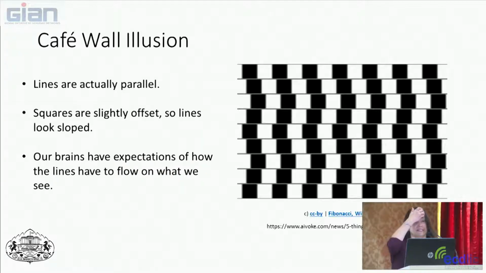Okay, I think this is actually the last one. The lines here are actually parallel, but they don't look parallel to me. Maybe some of you think they look parallel, but because these squares are slightly offset, it makes it look like the lines are sloped. So again, our brain has expectations of how we see the lines and how we expect them to flow, and so those slight offsets make them look like the lines are sloped.